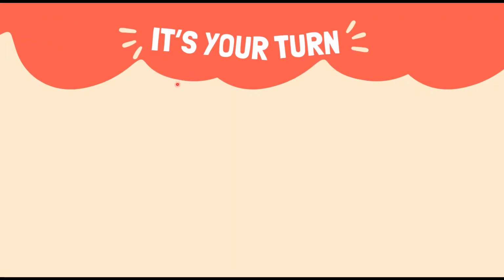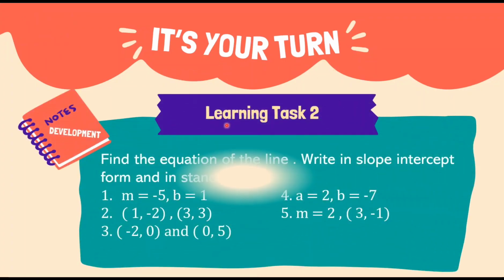It's your turn, grade 8. So, for your learning task number 2, that is page 29 of your learning module, you need to find the equation of the line. So, that will be written in slope intercept form and in standard form. So, our discussion fits perfectly. Because in our examples, after rewriting the equation of the line into slope intercept form, you rewrite it also in standard form. So, in our givens, for number 1, our given is slope and y-intercept.